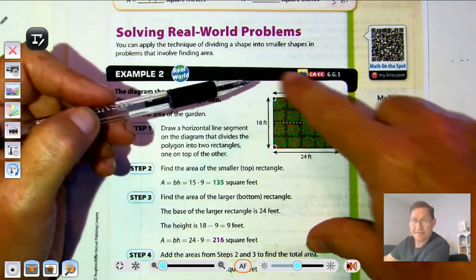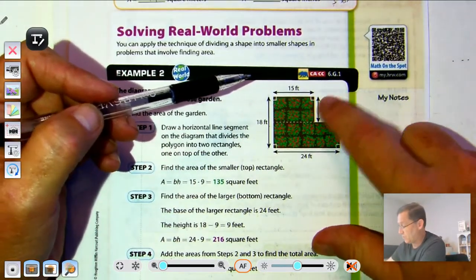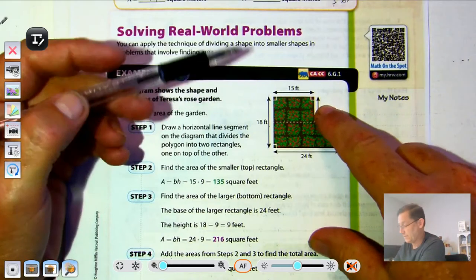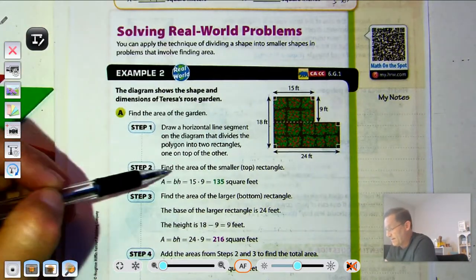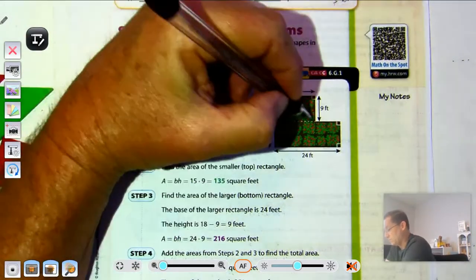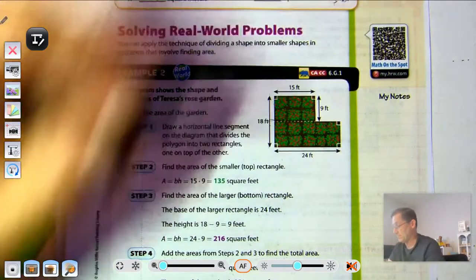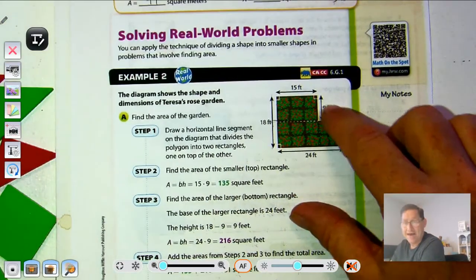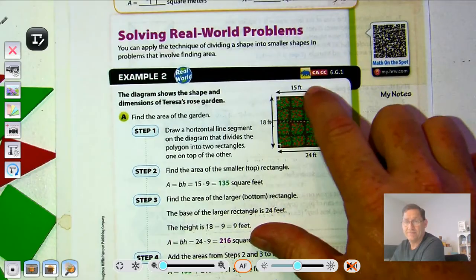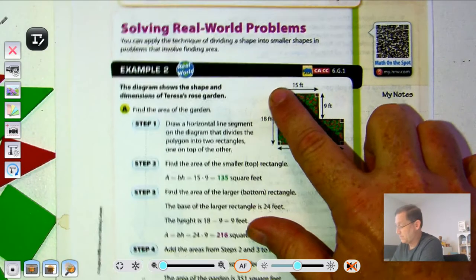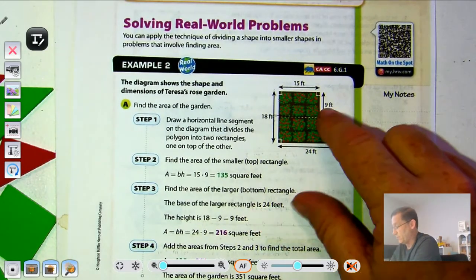But it's not a complete rectangle. We have a small piece that's missing here. Okay, so keep that in mind. So find the area of the smaller top rectangle. So they want us to find this one. So that would be 9 times 15. So the small one is 135 square feet.